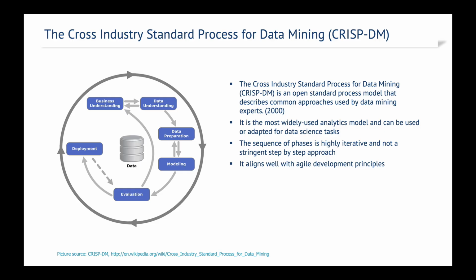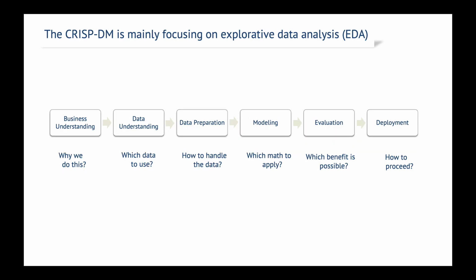So the entire CRISP process is a highly iterative process. It's not a stringent process, do this and that, but always going back between these individual stages. And this aligns very well to agile development principles when you're working in a team where you define sprints and objectives for the next couple of weeks or days, and then go through it in an iterative style. One thing up front: business understanding is key for nearly everything. That's really important.